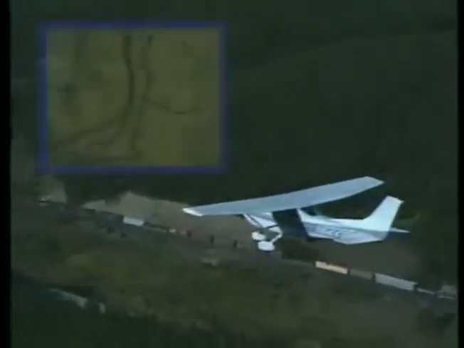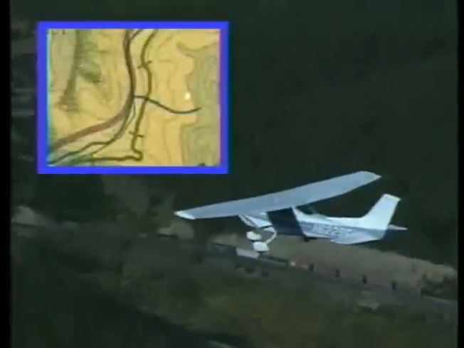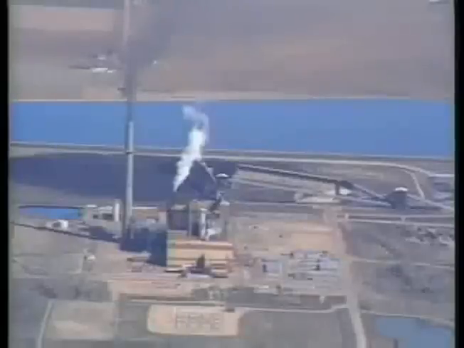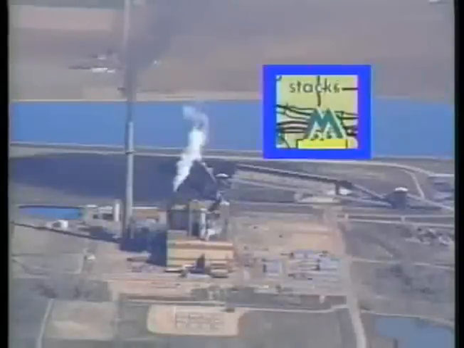Railroad tracks also make excellent visual aids. Another good reference to use while flying is an industrial plant. Large stacks sometimes produce smoke or steam, which is easily visible from the air. You can often spot the smoke many miles before you actually see the plant.